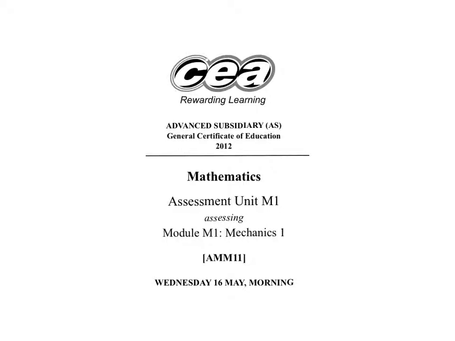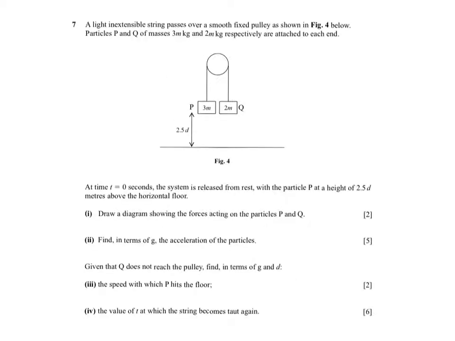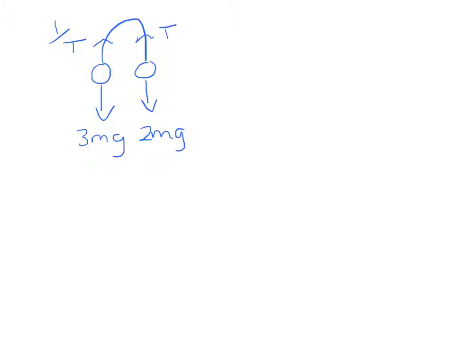May 2012, question 7. Question 7 is a connected particles question which will use the equations of motion and Newton's second law. Part 1, draw a diagram showing all the forces acting on the particles. The 3m mass will have 3mg acting down as its weight and a tension in the string, and the 2m mass will have its weight acting down and the tension in the string acting up.